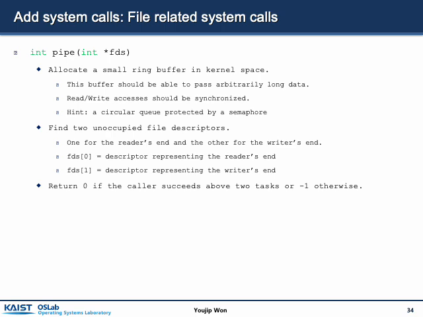Here is a requirement for the pipe system call. You have to allocate a small ring buffer in the kernel space that will be used as the buffer for the pipe. You also need to find two unoccupied file descriptors that will be used for the read end and the write end of the pipe buffer. The pipe system call returns 0 if the caller succeeds in the above two tasks, or -1 otherwise.